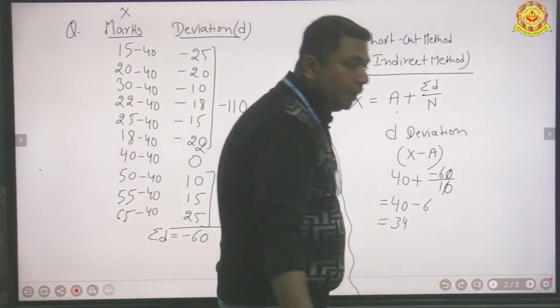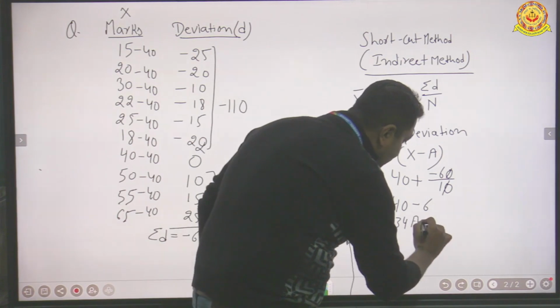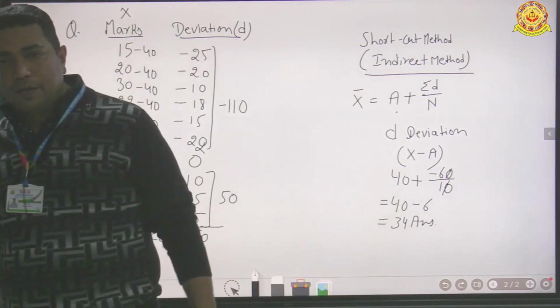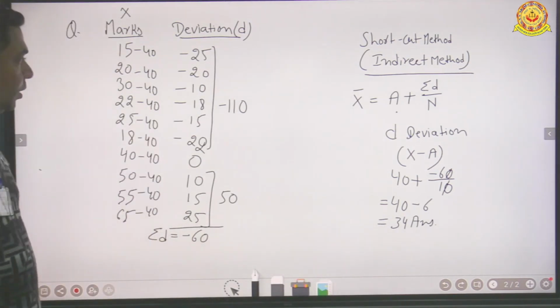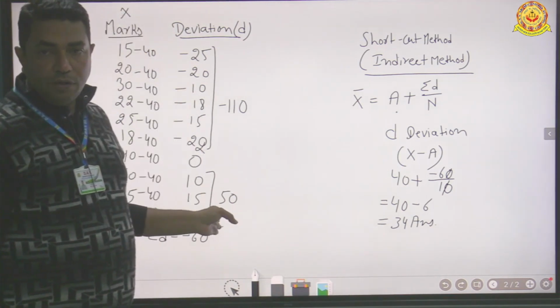again the value of the mean will be the same, that is 34. The answer will be the same whether you are using the direct method or the indirect method. You will get the same answer. There will be no change in the answer. So this we have done in the case of the individual series.